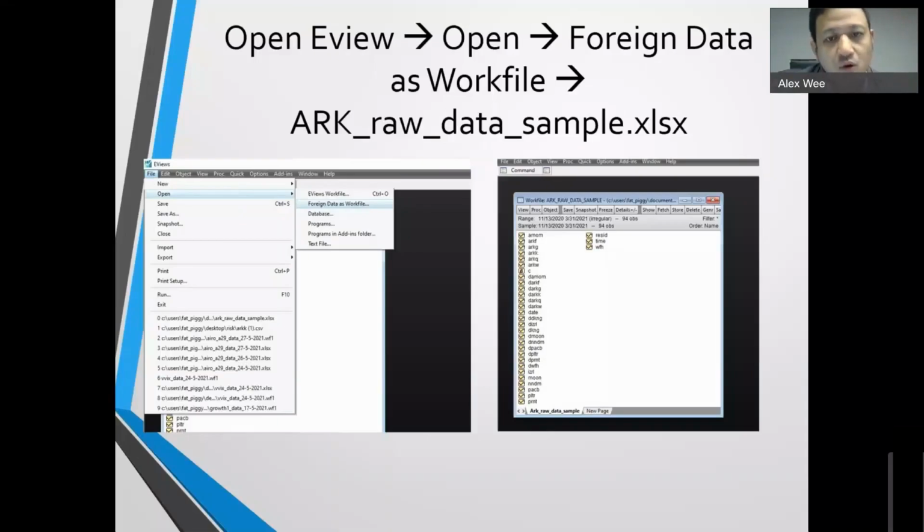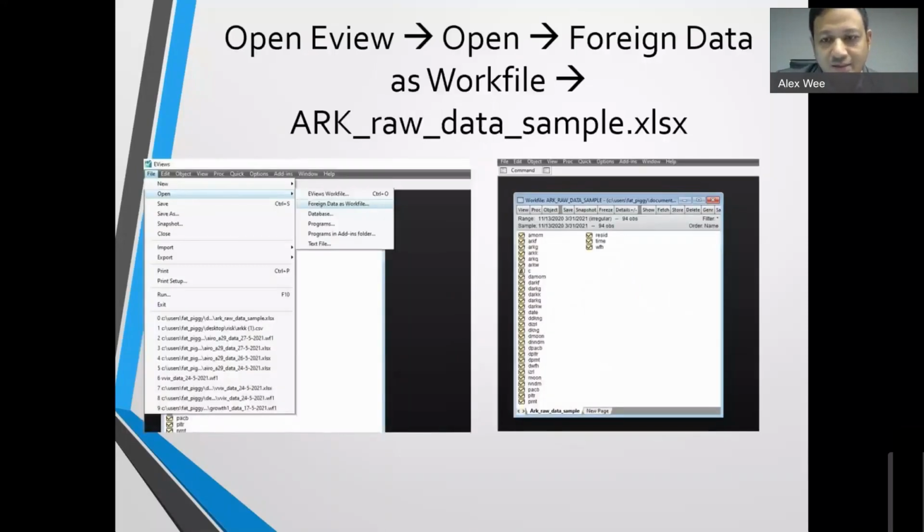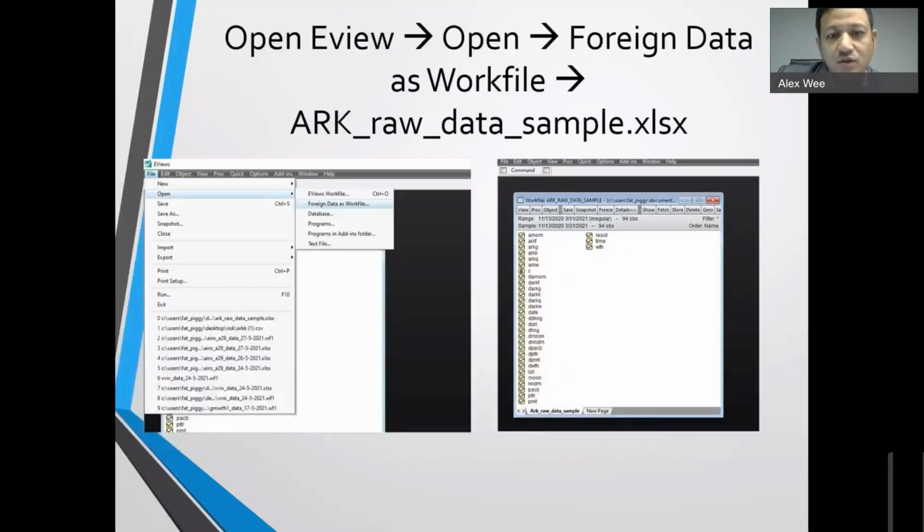In Eviews, go to File, Open, and then choose Foreign Data as Work File. You choose that, and then you'll be given a choice to open an Excel format file. Once you have saved the file under a certain file name after you extract the data, let's say FCPO data of different months, and also FKLI data in the same way, you open this up in Eviews.